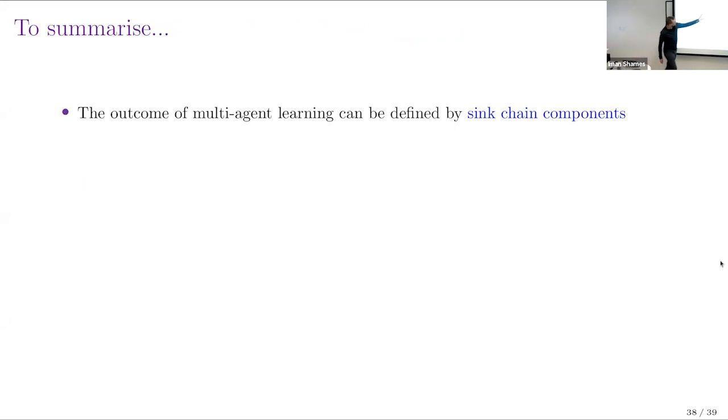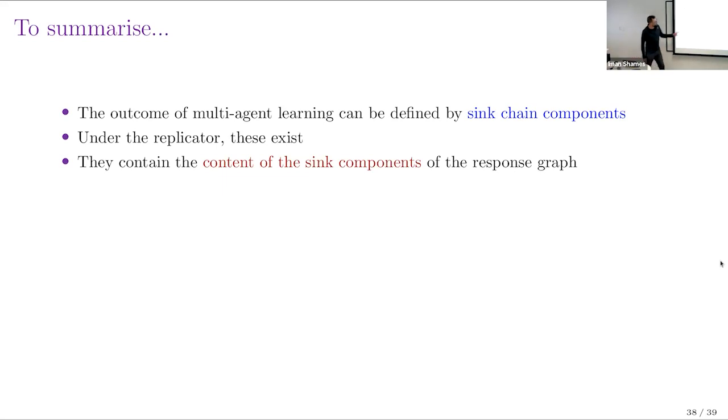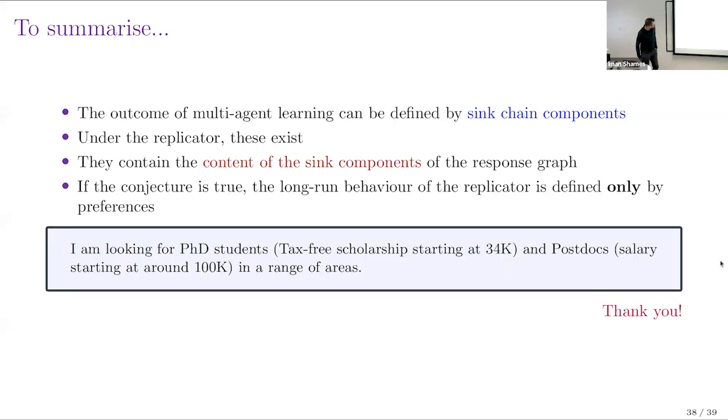Okay, so the outcome of this motivated learning can be defined as sink chain components. And we can show that they exist, and they contain the content of the sink components of the response graph, which is again this object that we poorly named. And if the conjecture is true, the long-run behavior of the replicator is defined only by preferences.